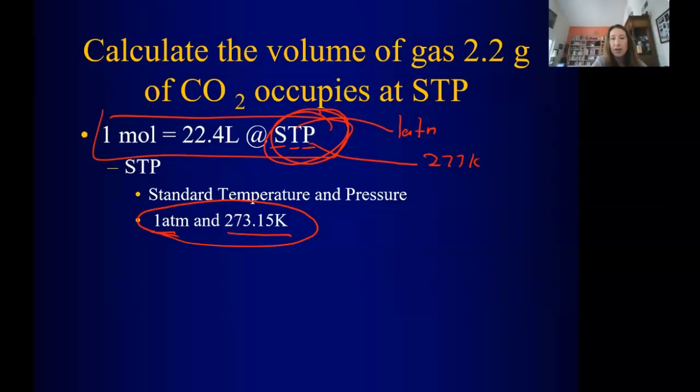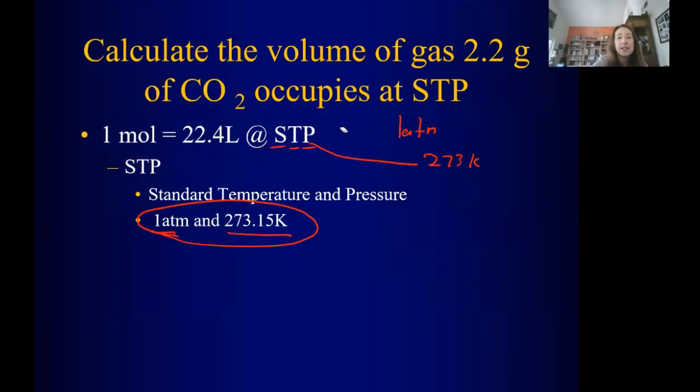I can't tell you how many times people are like, I can't do the problem. They're not giving me the temperature and pressure. But then I'll just circle this. I'll be like, it says STP. They are giving you the temperature and pressure. Okay, and this is the shortcut.